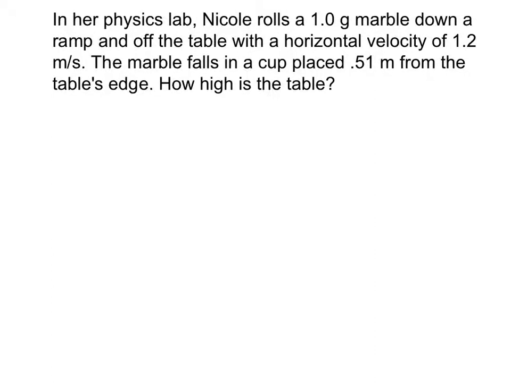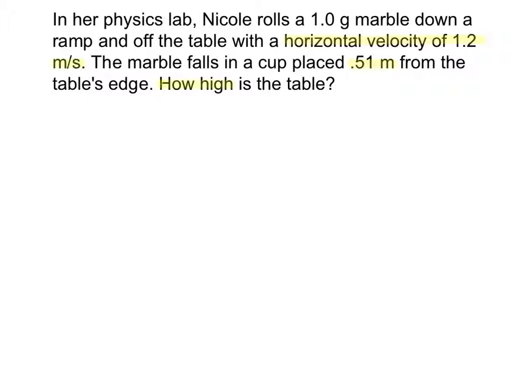This is the homework help video for Physics Homework 3.2. In her physics lab, Nicole rolls out a 1.0 gram marble down a ramp and off the table with a horizontal velocity of 1.2 meters per second. The marble falls in a cup placed 0.51 meters from the table's edge. How high is the table?